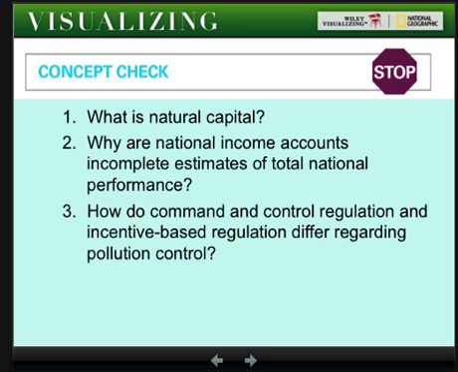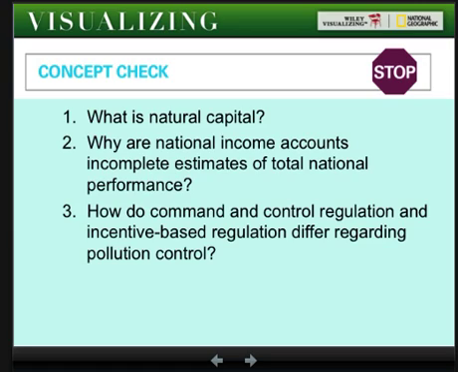How do command and control regulation and incentive-based regulation differ in pollution control? Well, command and control regulation is an example of what we call unfunded mandates, where the federal government will write a regulation and enforce it without providing the capital to carry out the regulation, to adhere to the policy.